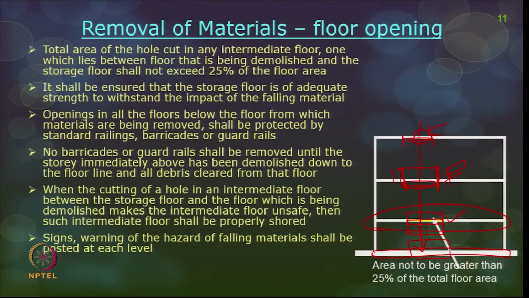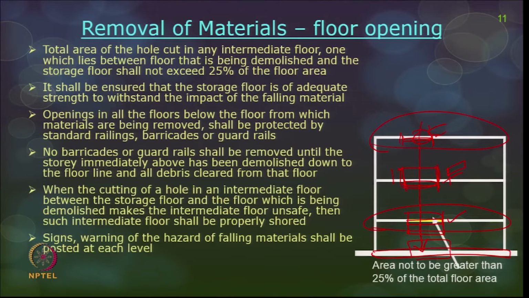Openings in all the floors below the floor from which the materials are being removed should be protected by standard rails, barricades and guardrails. No barricades or guardrails should be removed until the story immediately below the floor has been demolished down to the floor line. So, unless this floor is completely demolished, this barricade should not be removed. Okay. It should be there in place, and all the debris should be cleared off from the particular floor.